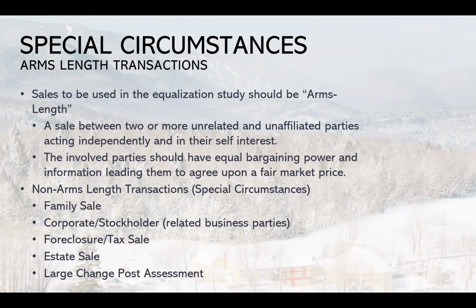So of course you guys have your special circumstances, reasons why sales aren't arm's length and should not be considered in your ratio study. These are the same codes you're familiar with. So things like a family sale, corporate stockholder, foreclosure, and estate sale, circumstances that would mean that you didn't pay what we would consider fair market price. So, you know, a father selling to his son, depending on the family, might be above or below market price. If I was selling my office to another company that I owned, that probably wouldn't be market price. Of course, foreclosures and estate sales. So these codes haven't changed.